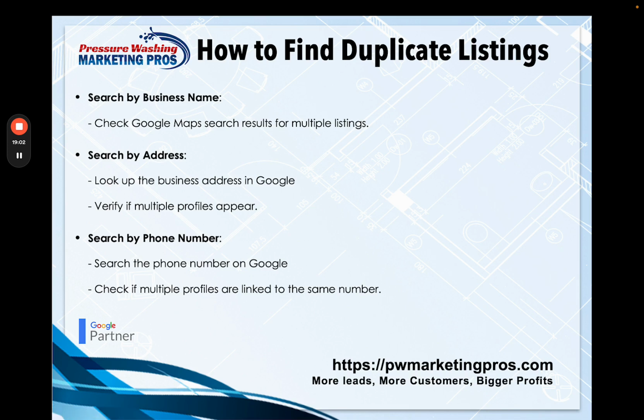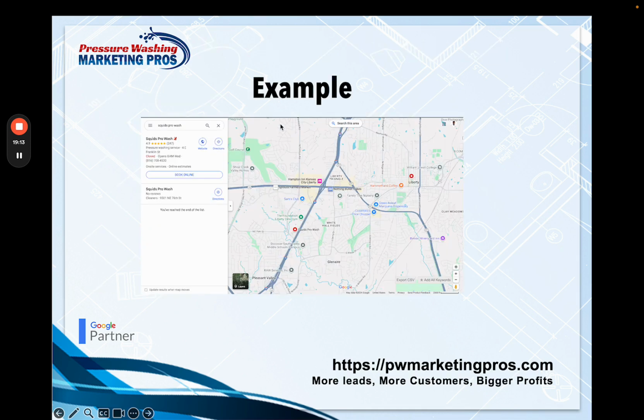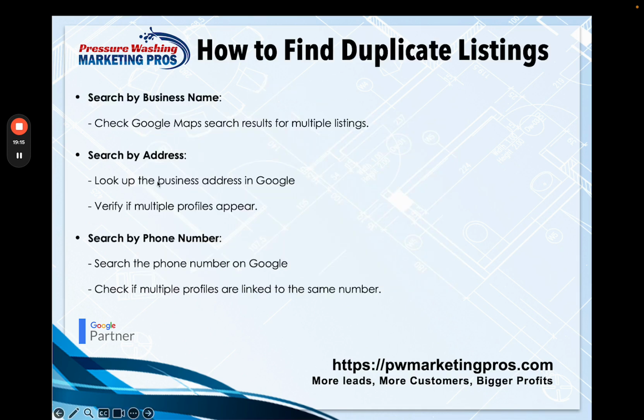First off, how to find them. So you want to search by business name. So you want to check Google Maps and just literally type in your Google business profile name or your business name in Google Maps and see if that pops up, which I'm going to show you guys an example in a minute. You want to search by address. So if you have an address, right, look up the business address in Google, just type it in Google and see if multiple profiles appear. And also you want to search by phone number. So you can search your phone number on Google and then also check if multiple profiles are linked to that same number as well, which will probably be yours.